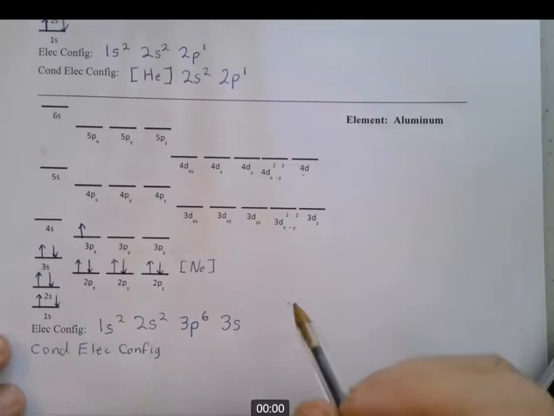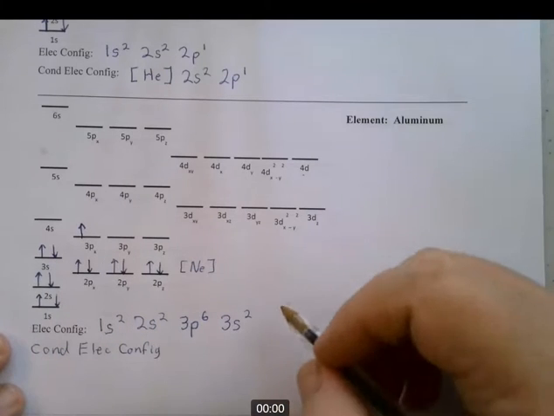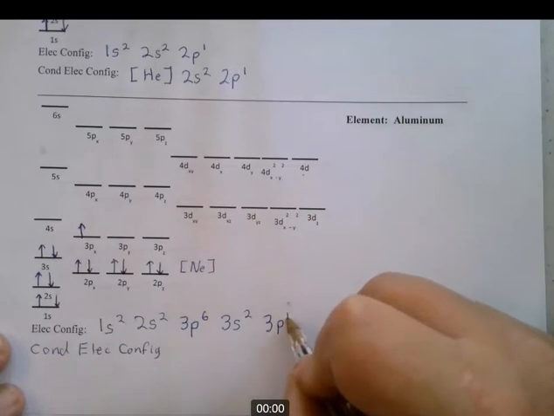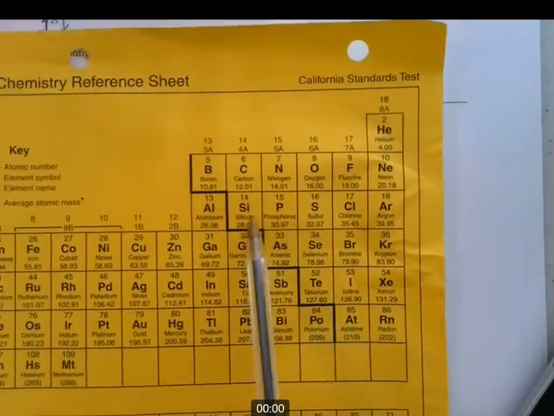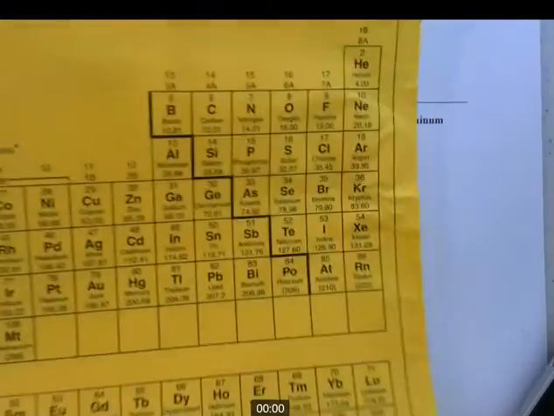There's 1, 2 electrons in the 3s orbital. And finally, there's the 1 electron for aluminum in the 3p. And that is the electron configuration of aluminum. Now we're going to do it in condensed form. So rather than starting at 1s, we start at the noble gas in the previous row. So here's aluminum. So neon is the noble gas in the previous row.